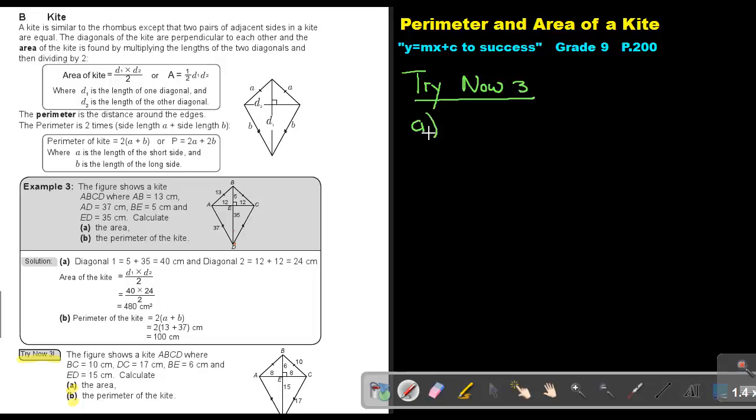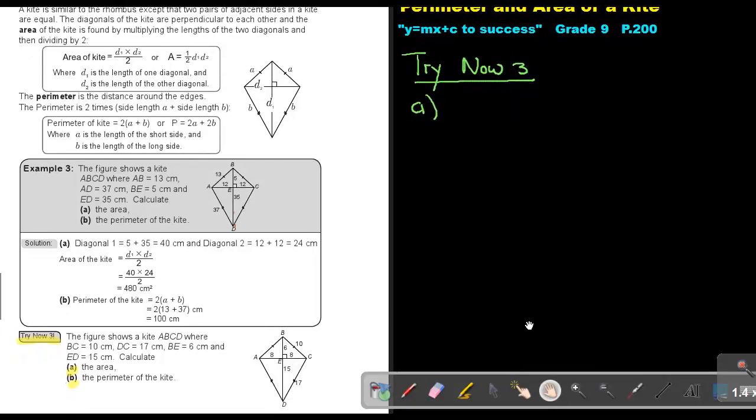Okay, let's start. The figure shows a kite, ABCD, where BC is 10, DC is 17, BE is 6, and ED is 15. Find the area. Okay, now let's start by finding diagonal 1. So this will be 6 plus 15, and that will be 21.